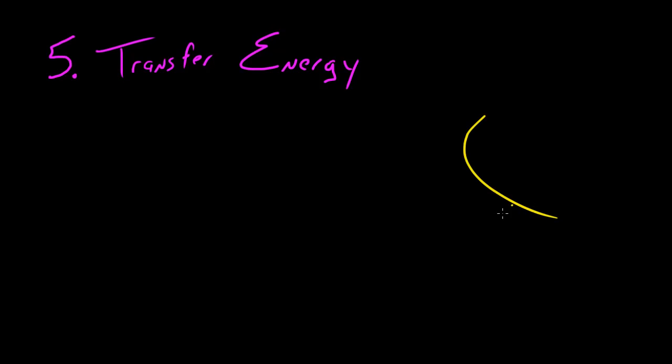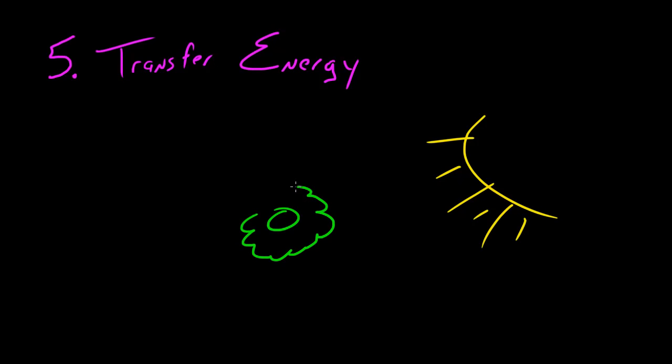Now, the fifth rule that all living things must follow is that living things transfer energy among themselves and between themselves and the environment. So let me just go ahead and write "transfer energy." The easiest example of this is, of course, again, the sun and a plant. I know I use this example quite often, but it's a lot easier to explain than people. Let's go ahead and talk about the transfer of energy between themselves and the environment first.